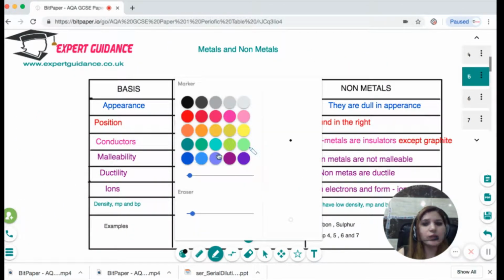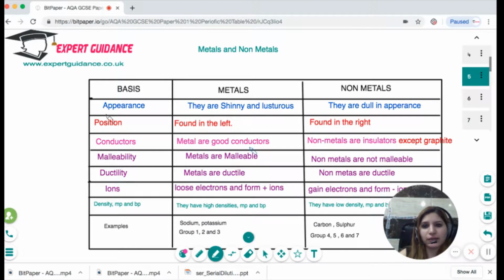Now let's look at some physical differences we see in metals and non-metals. When we talk about appearance, metals are very shiny and lustrous, like gold and platinum. The non-metals are dull in appearance. Metals are found on the left, non-metals are found to the right of the periodic table. Metals are good conductors of both heat and electricity. We'll see in metallic bonding that they have delocalized electrons, which make them very good conductors of heat and electricity. On the other hand, non-metals have no ions, no delocalized electrons, nothing to conduct electricity except graphite. So non-metals are considered insulators.